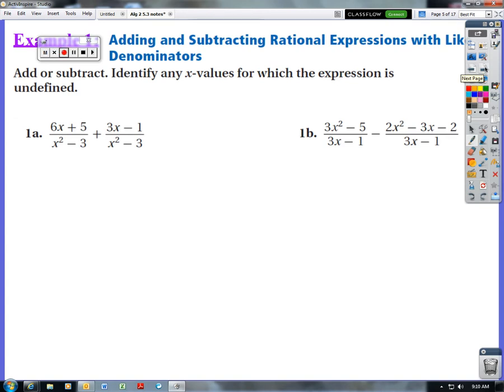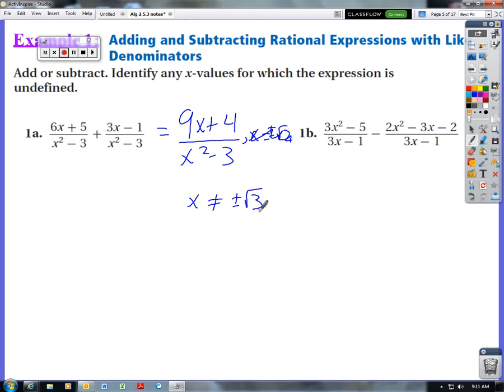Now do these on your own, and then I will write the answers for you. Okay. So to save time, I'm just going to write the answers. If there's any of these that you can't get the right answer, then we can talk about it during class. You can just make sure and ask me. Oh, I can't even write correctly, that's wrong. x cannot equal plus or minus root 3.